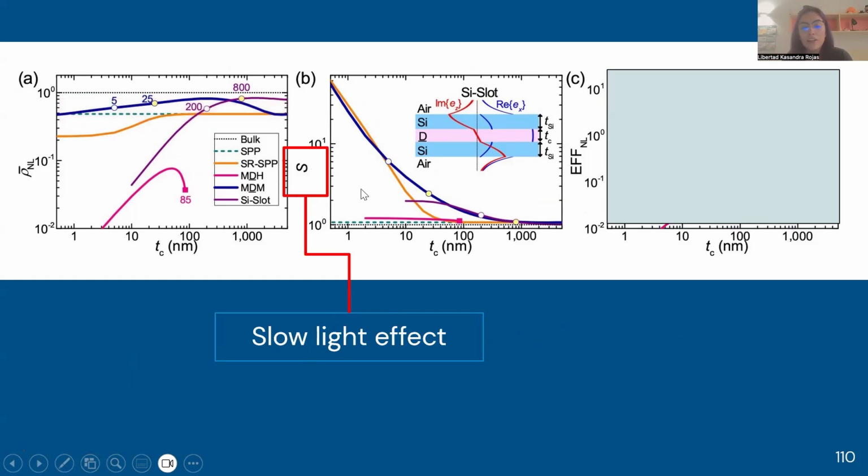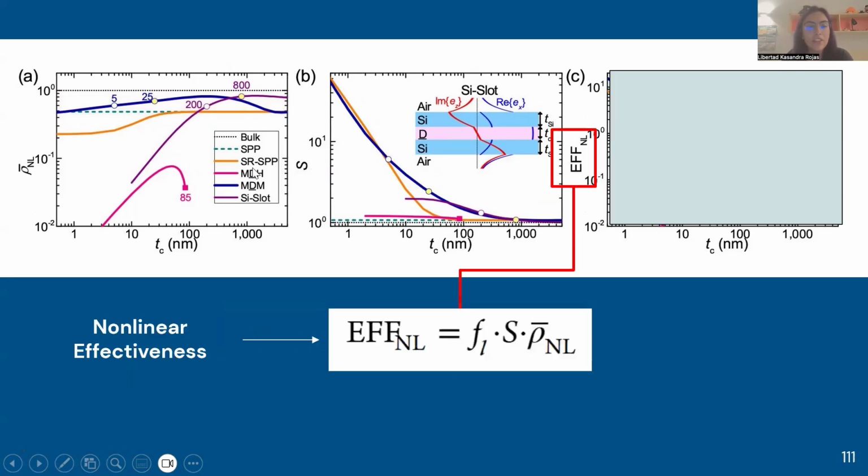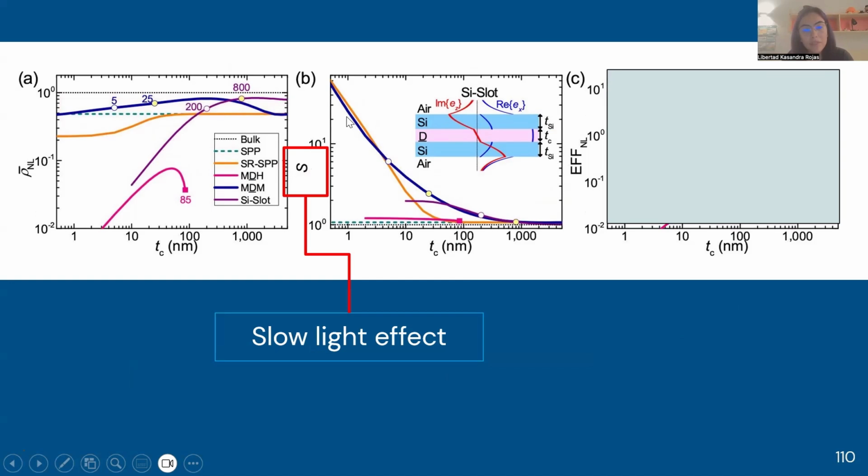Then we go into the second plot here, which gives us some insight into the slow light effect. Once again, to highlight how well MDM waveguides are performing: yes, these would be our short-range surface plasmons here. They do perform a tiny bit better, but if you compare them overall, our MDM waveguides still have a higher overall slow light effect. So that's another point showing how good MDM waveguides are. A higher slow light effect coefficient means that they are going to have higher nonlinearities.